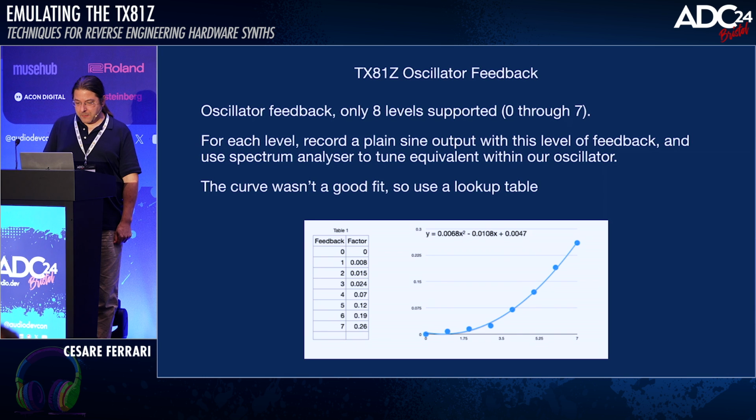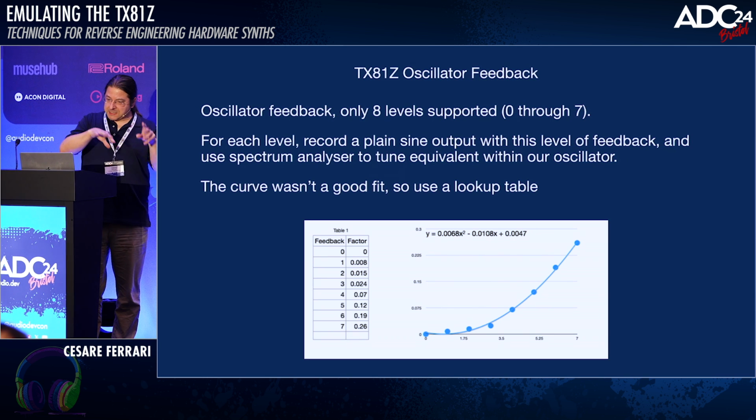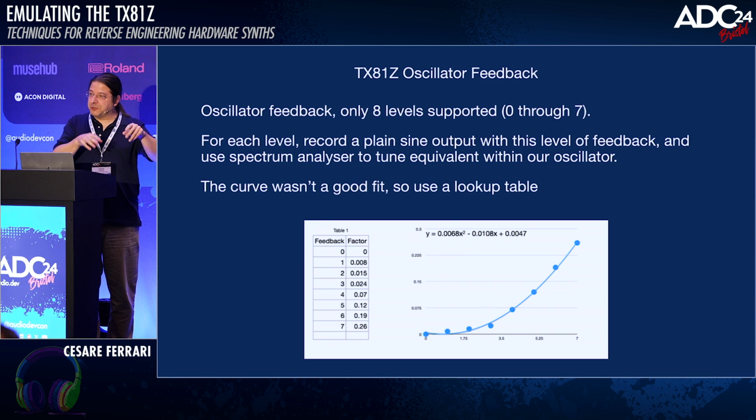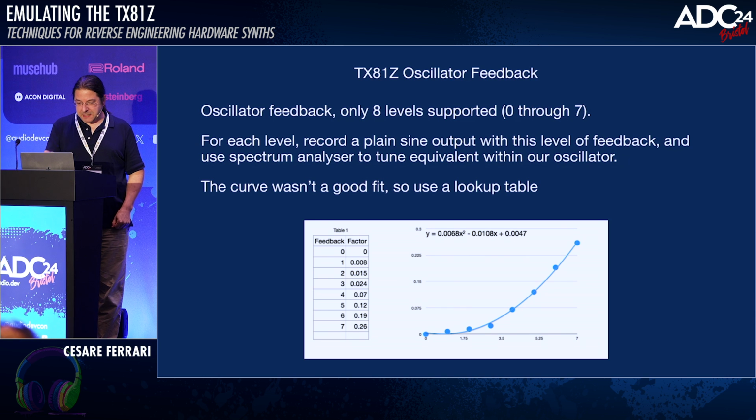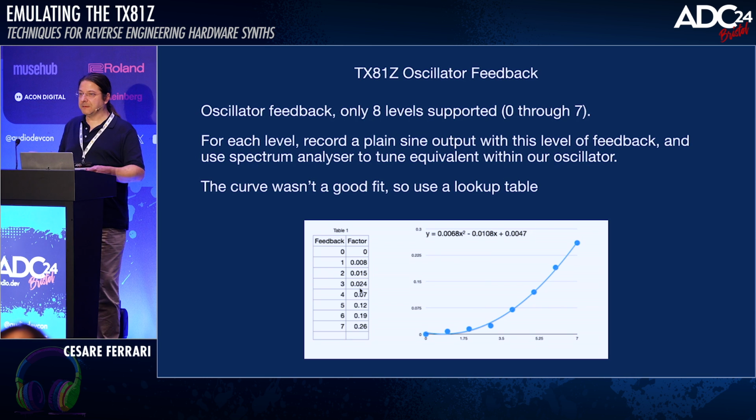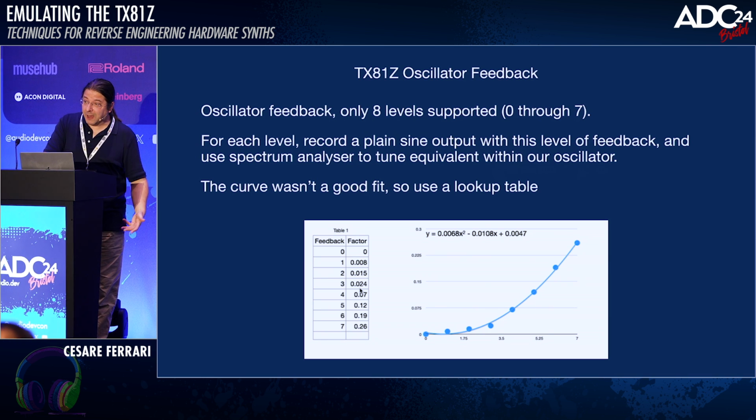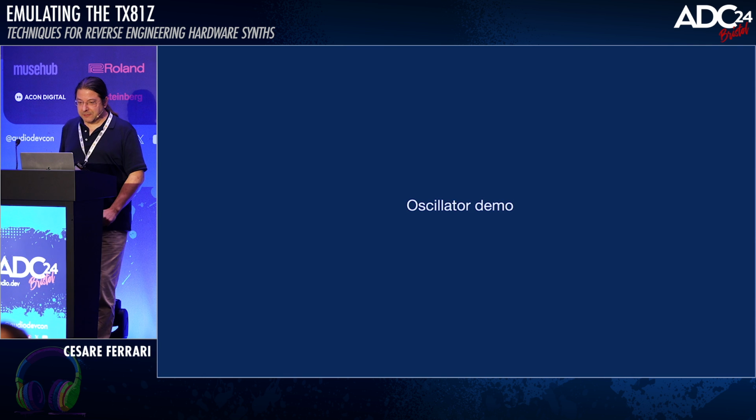Feedback was... there's only 8 values, 0 to 7. I worked out what factor of modulation would produce the same waveform, plotted them on a graph, and I didn't think the curve was a very good fit for these. I think it's kind of a bit wonky down here. So because there's only 8 values, I just had a lookup table and said, depending on the parameter, use the right value. I'm not going to try and work out any cleverer route when it's so obvious that that will be good enough. Oh, demo.